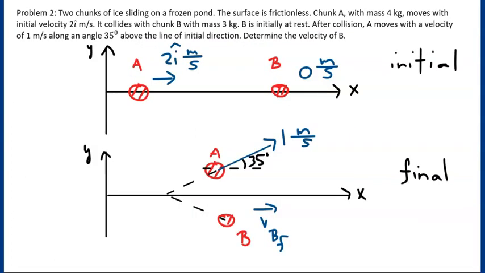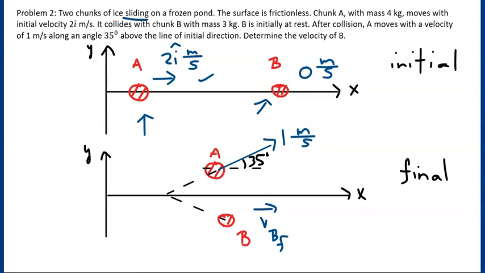Problem 2. Two chunks of ice sliding on a frozen pond. The surface is frictionless, so chunk A with mass 4 kilograms moves initially with a velocity of 2 i hat meter per second, that is to the right. It collides with chunk B with mass 3 kg, which is initially at rest.